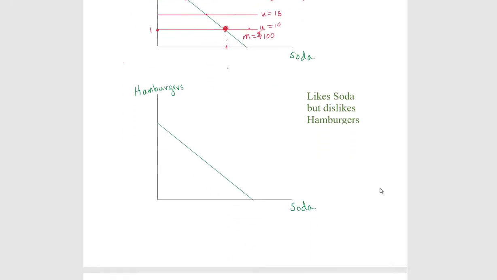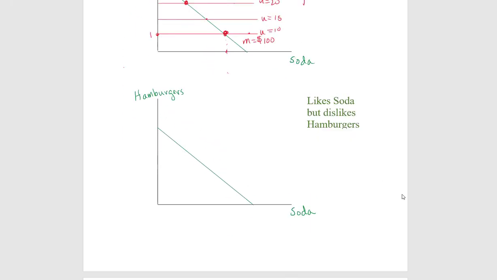What if instead the person likes sodas but dislikes hamburgers? When somebody dislikes something, then more of that thing actually makes them less happy than they were before. Now, we said we weren't going to do bads, but I wanted to show you this just so you could get a sense of what this might look like. I want to pick a point out in that XY plane, that soda burgers plane, and start thinking about what an indifference curve would have to look like in this case.